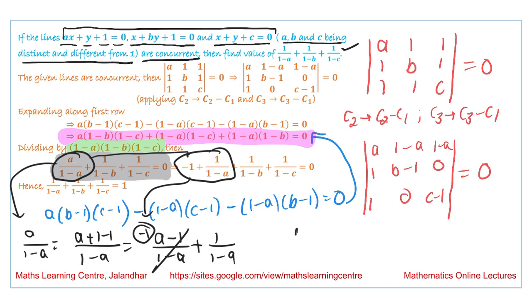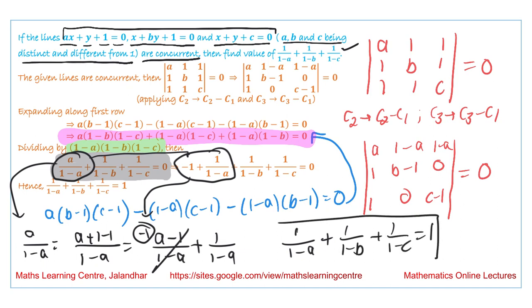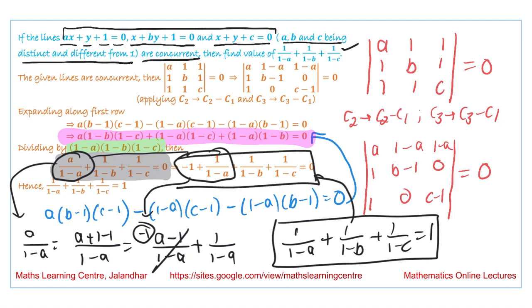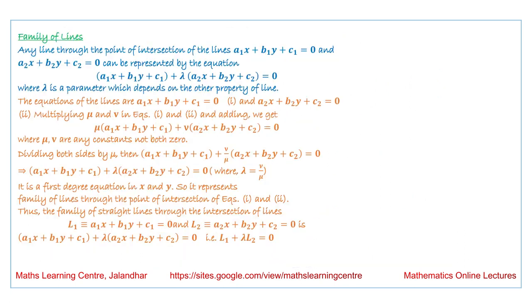So we obtain the value of 1 over 1 minus a plus 1 over 1 minus b plus 1 over 1 minus c. We obtain this value is equal to 1, and this is the required value.